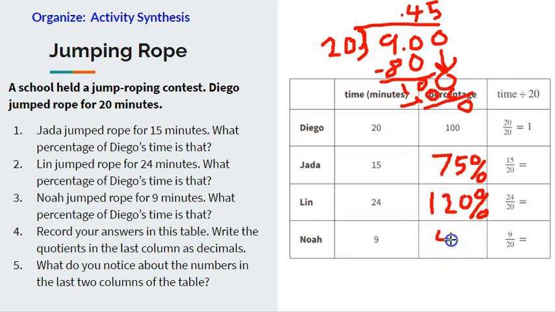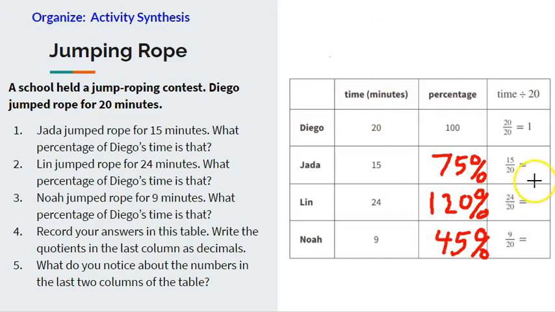45 hundredths. Again, we multiply by 100, so that gets our percentage. All right, if you've got this copied out like you're supposed to, part 4 says record the answers in this table, which we already did part of it. Write the quotients in the last column.